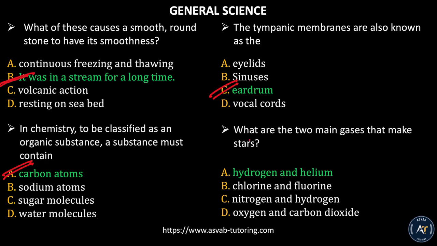Question number four. What are the two main gases that make stars? Option A, hydrogen and helium. Option B, chlorine and fluorine. Option C, nitrogen and hydrogen. Option D, oxygen and carbon dioxide. The correct answer is option A, hydrogen and helium. Most stars are made out of hydrogen and helium, like the sun.